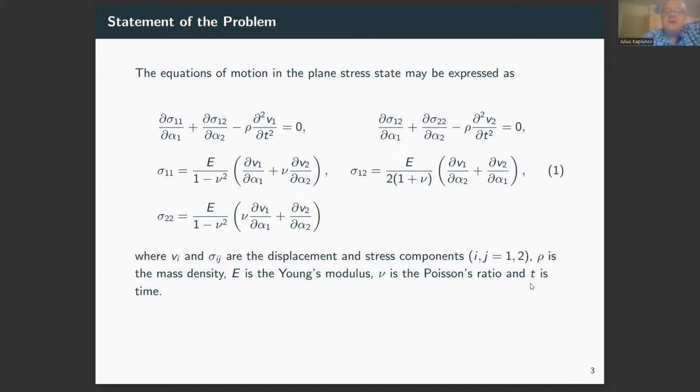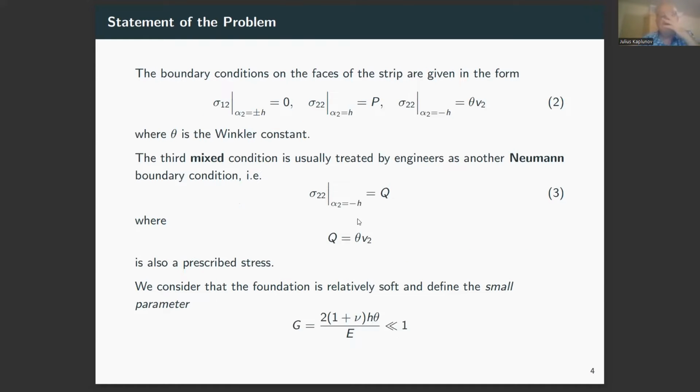And T, of course, stands for the time variable. So our aim is to get rid of the transverse differentiation of this system and reduce this 2D problem to a 1D problem for a beam, but of course it's not the whole story. The boundary conditions on the faces are very crucial.